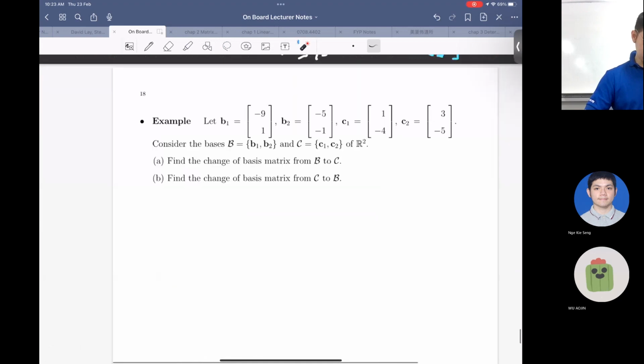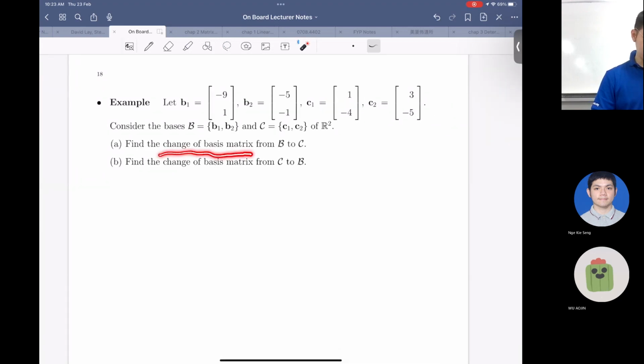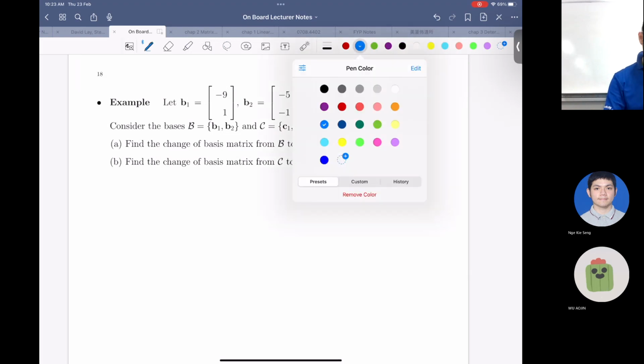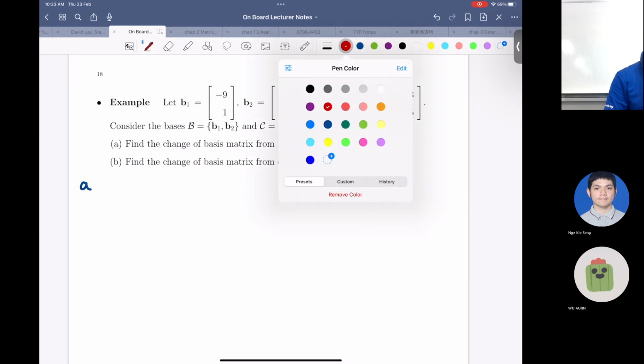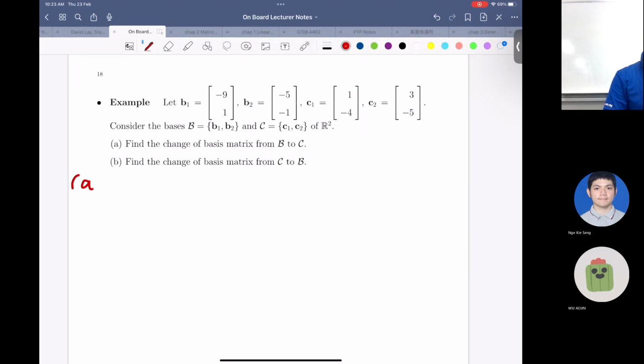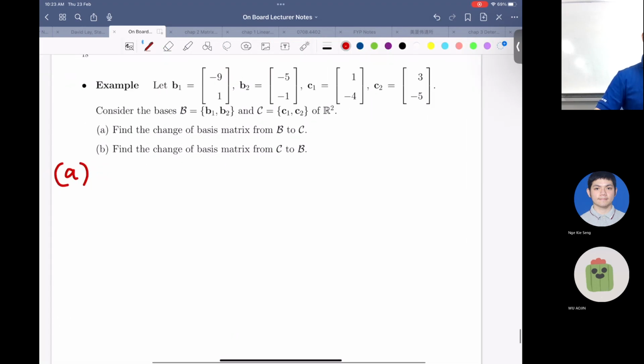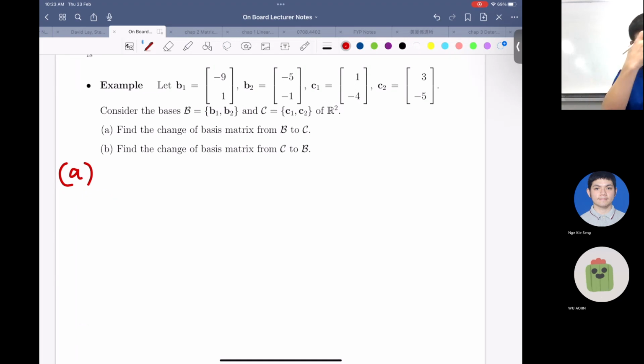So what's this question asking about? This question is asking about change of basis matrix from B to C. Now you need to express B in terms of C. So let's write down what we want first, and then we will figure out how we continue. Use red. In maths, we are very target oriented, so you need to know what you want to know.